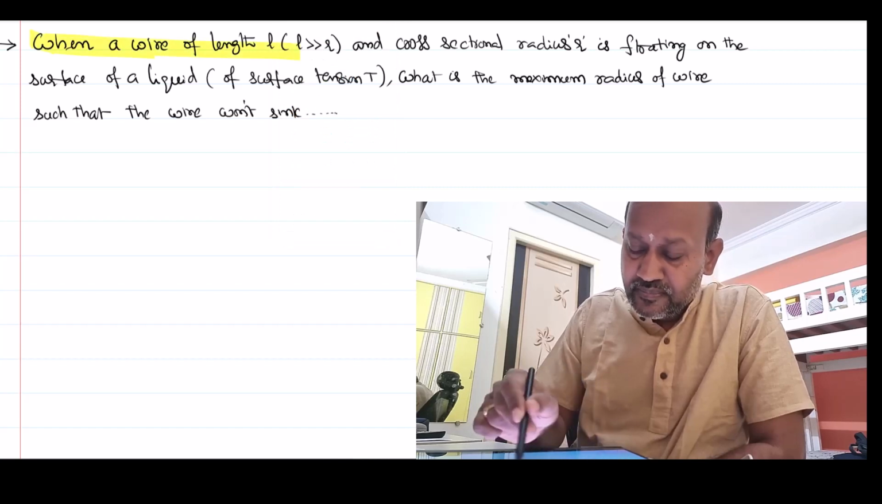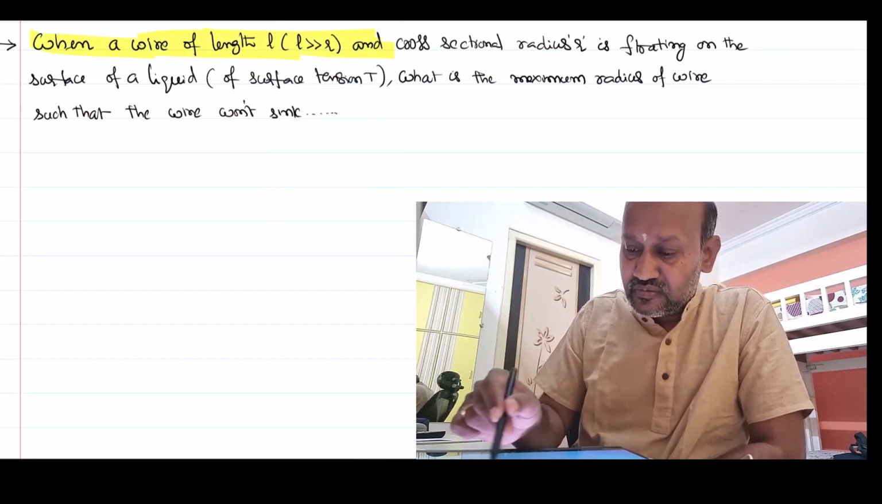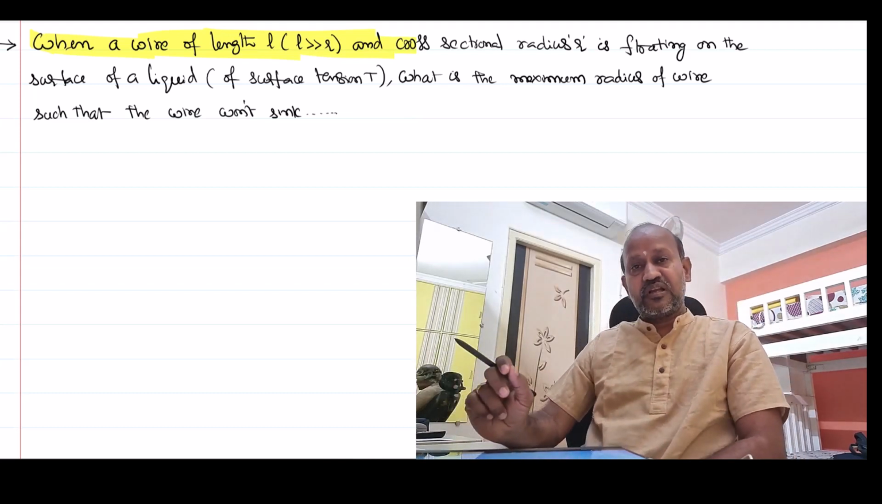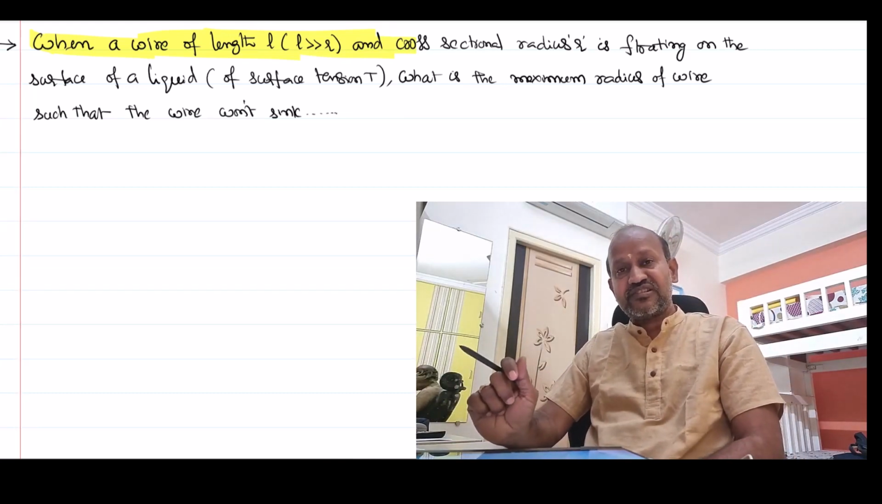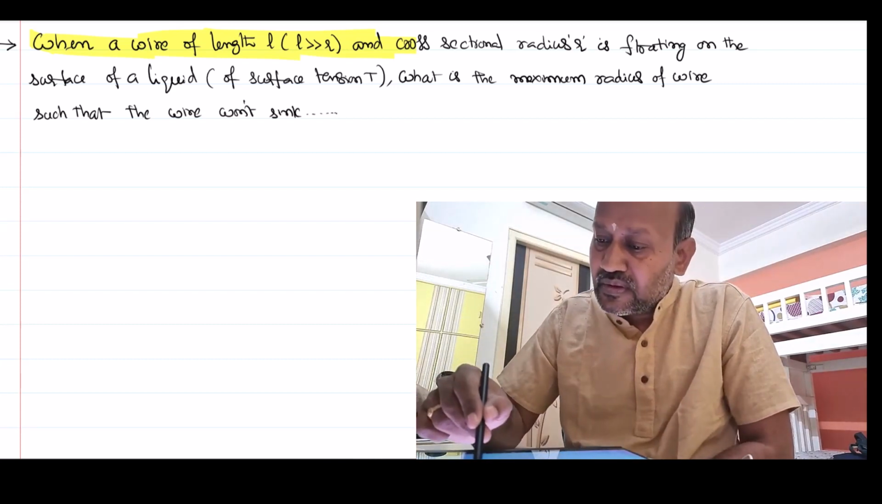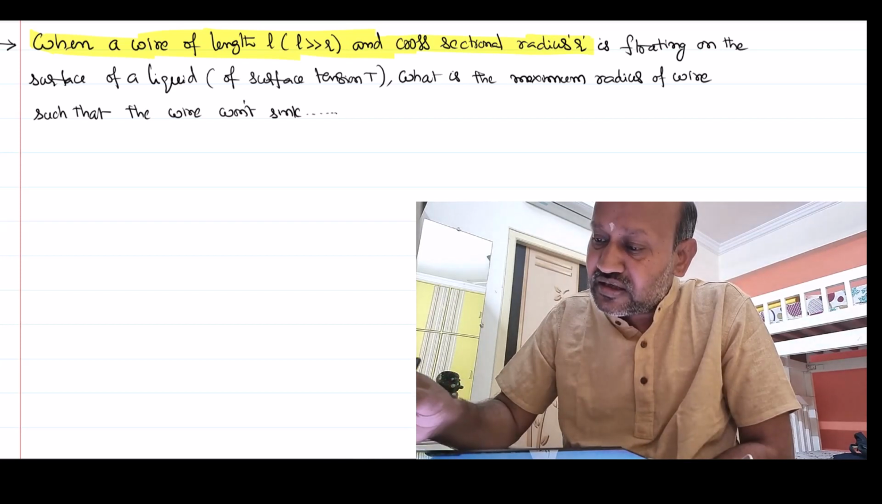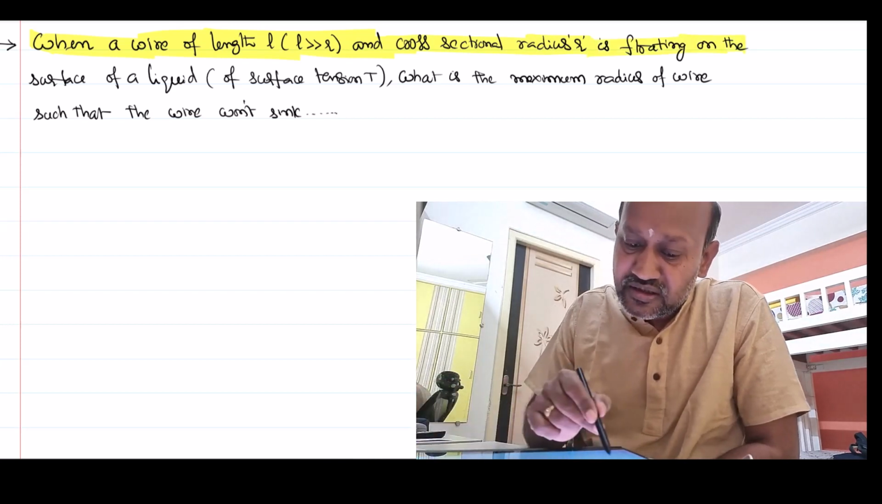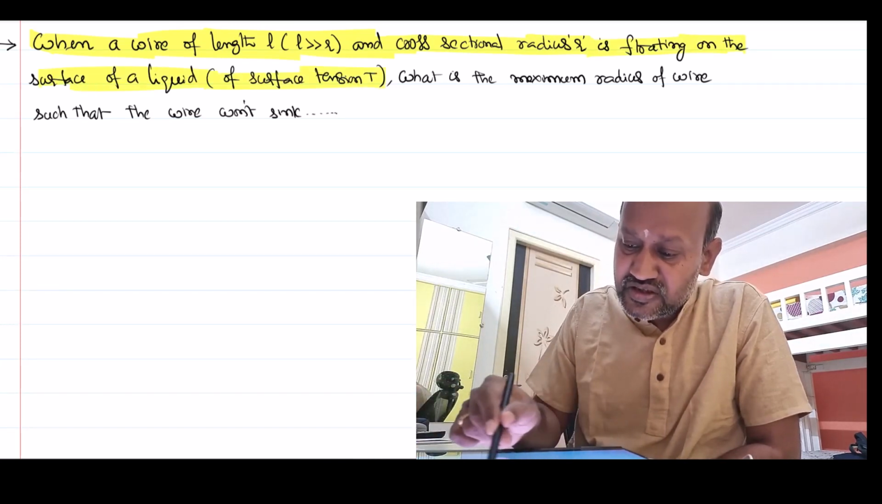When a wire of length L, much bigger than the radius of that wire, that means the length of the wire is much dominating the thickness of the wire. It means to say it's a thin wire, having a cross-sectional radius r, is floating on the surface of a liquid of surface tension T.